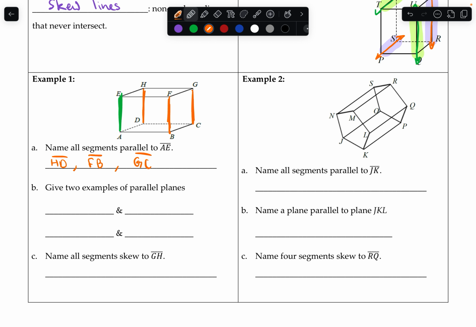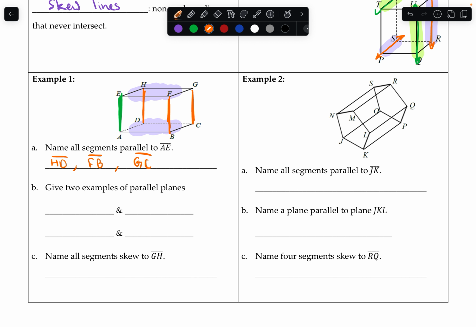So now let's talk about parallel planes. All right, two examples of parallel planes. Well, these are just going to be planes that never intersect. So if thinking of this as a box, I could use the top of the box and the bottom of the box. Top and the bottom are never going to intersect.